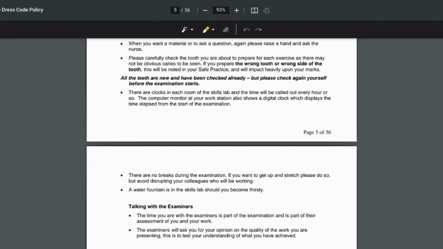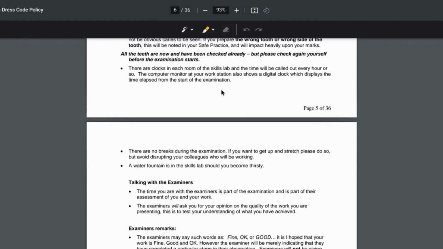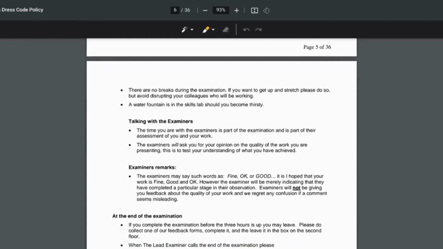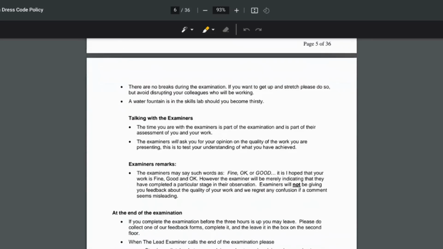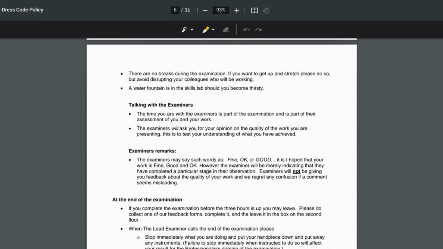The clocks are there, so you don't have to worry about the time. And there is no break in the examination. If you want to get up and stretch, do it. If you want to use the washroom, you can, but your examination time is being eaten away by anything you do. A water fountain is there if you become thirsty.